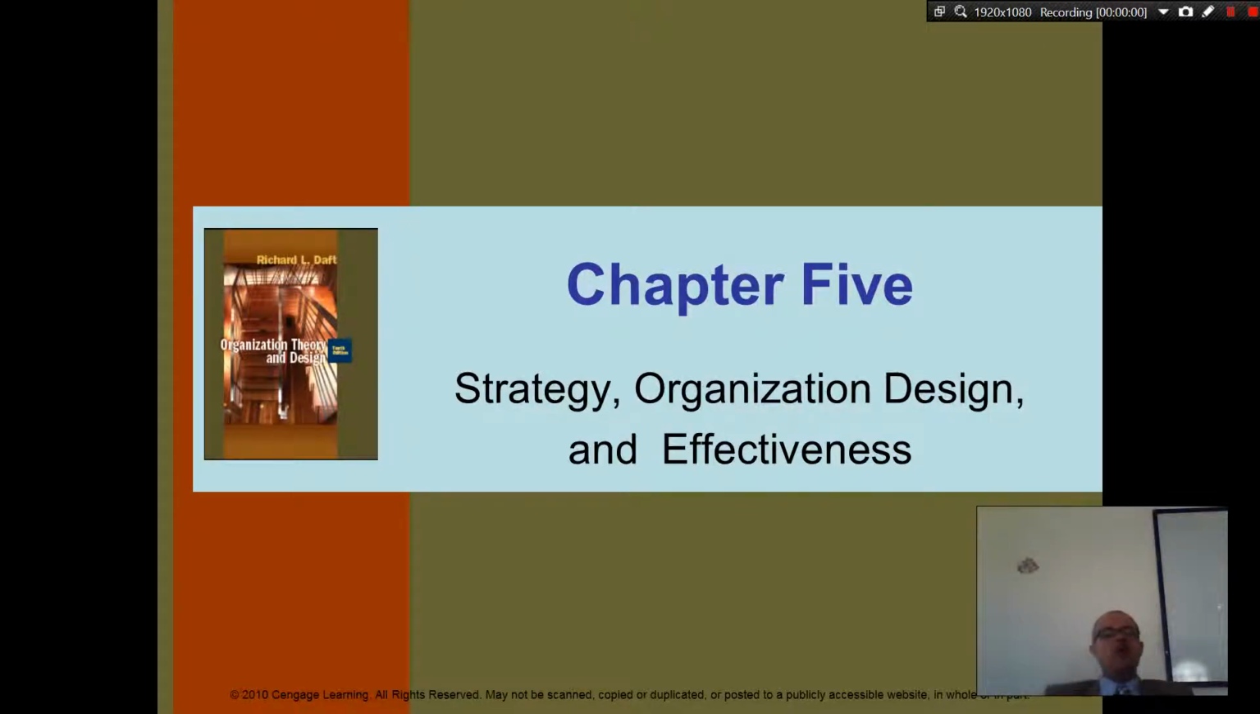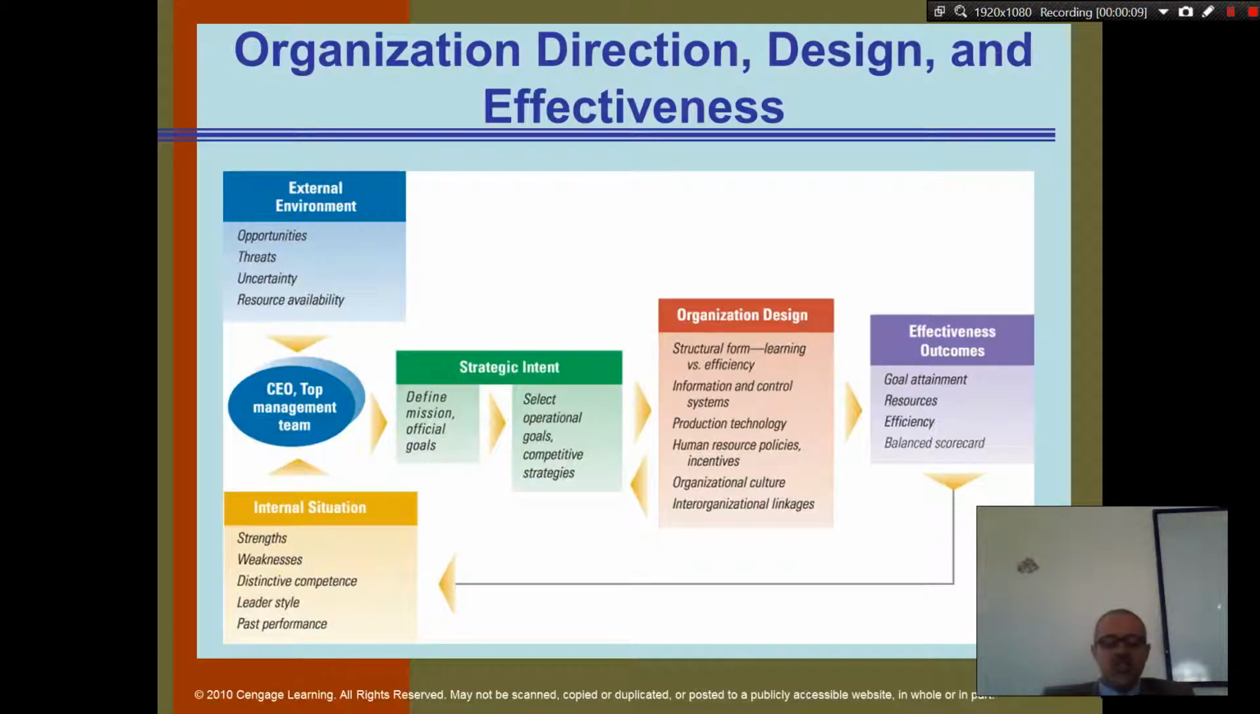Ladies and gentlemen, we would like to welcome you today to chapter number 5, Strategy, Organization, Design, and Effectiveness. In this chapter, we're talking about the organization direction. Remember when we talked in chapter 1 about organizations, we said when you have a group of people, they get together and they have one direction. Here we focus on the one direction, the importance of having this direction, and how we design the company so that we have one direction.